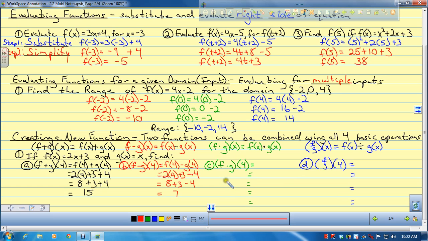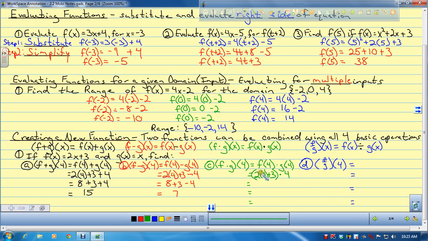Now, a little bit more complicated here when I start multiplying these functions together. f of 4 times g of 4. Well, f of 4, we've done that several times now, so we've got 2 times 4 plus 3. Now I also want to show that entire thing as being multiplied by g of 4, which is 4. So I need to understand that I need to take care of this entire function before I can multiply it.